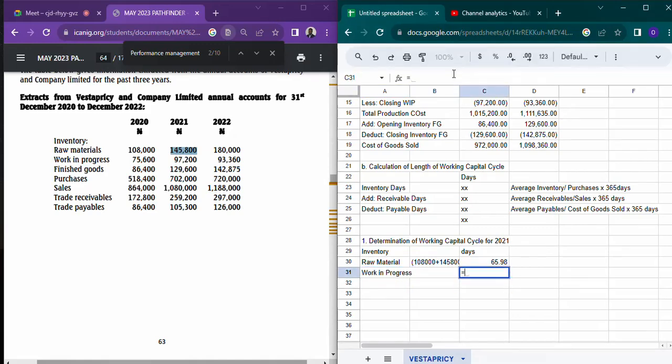How much is the work in progress? The opening work in progress is 75,600 plus 97,200, right? Divided by 2. Then divided by what is our purchases again? Seven hundred and, sorry, two thousand.